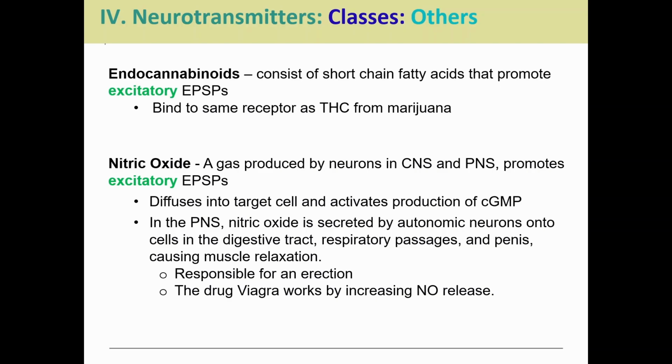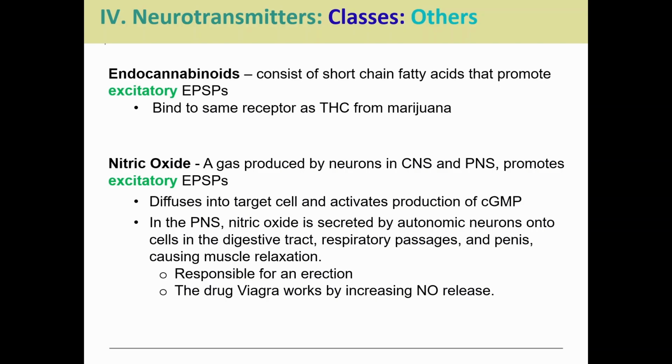And then nitric oxide, this is a gas produced by the neurons that is excitatory. This is going to diffuse across and basically the autonomic neurons can secrete this in the digestive tract, respiratory system for muscle relaxation. This is what's going to help with things like developing an erection, and it's also how the drug Viagra works. It increases the nitric oxide release, which is why it can help with something like erectile dysfunction.